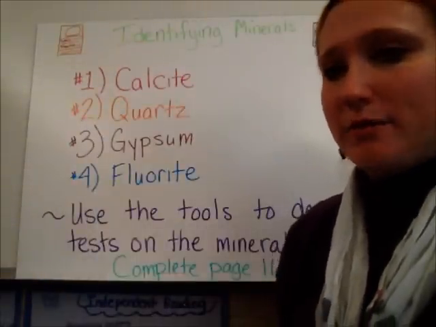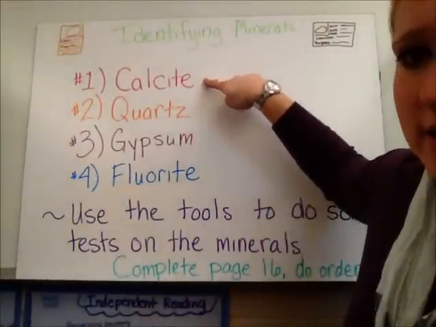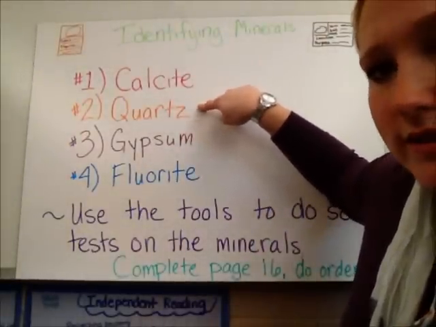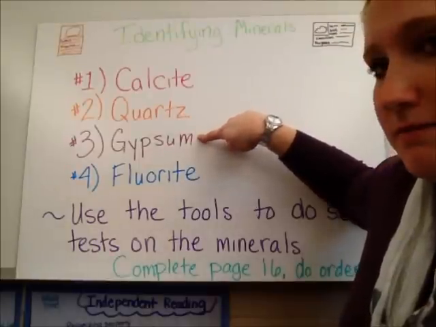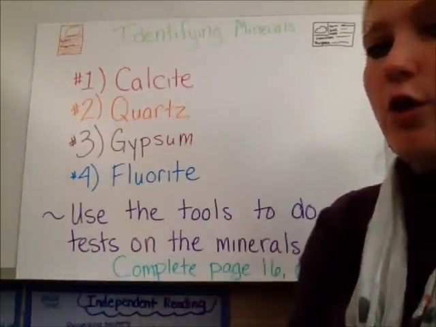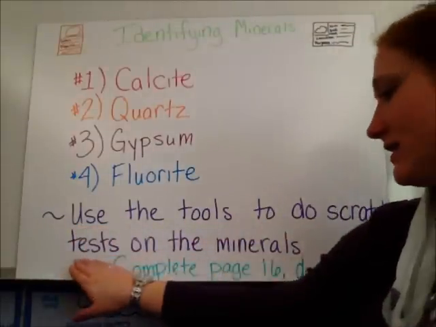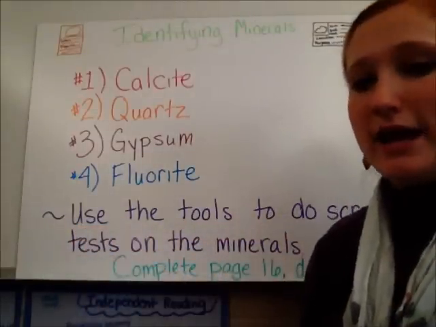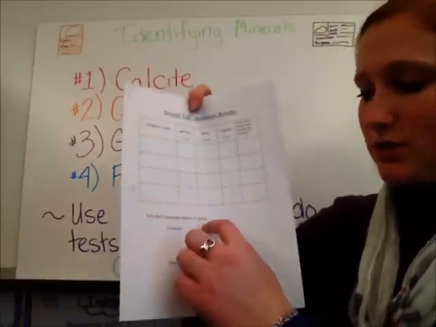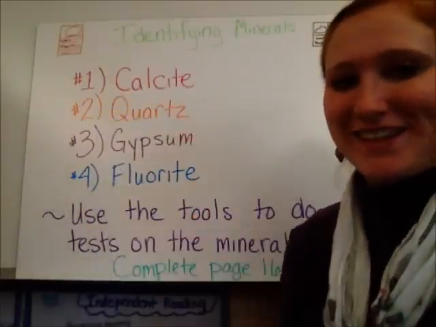And these are your minerals, friends. So the first one is calcite. The second one is quartz. The third one is gypsum. And the fourth one is fluorite. So you're going to use the tools to do scratch tests on the minerals and complete this page. Remember to do the order. Good luck, friends.